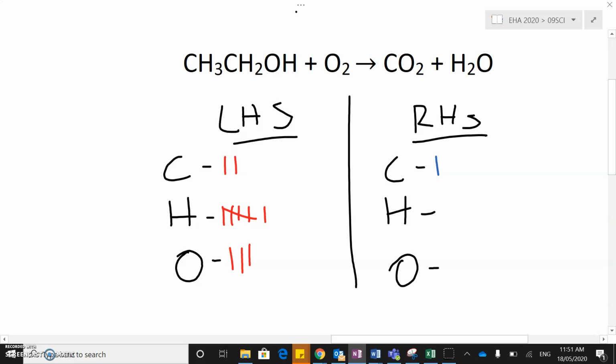How many carbons on the right hand side? We've got 1 there. How many hydrogens? 1, 2. How many oxygens? 1, 2, 3. Nicely done.